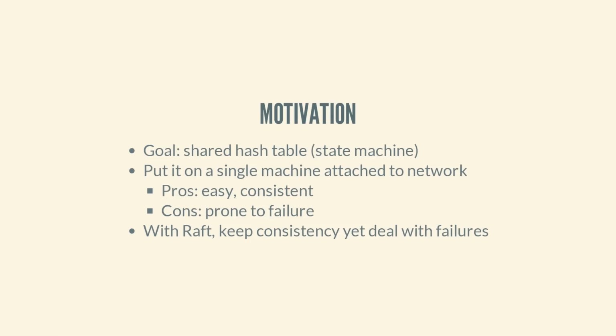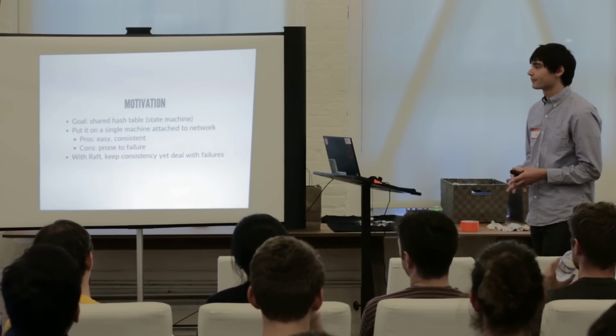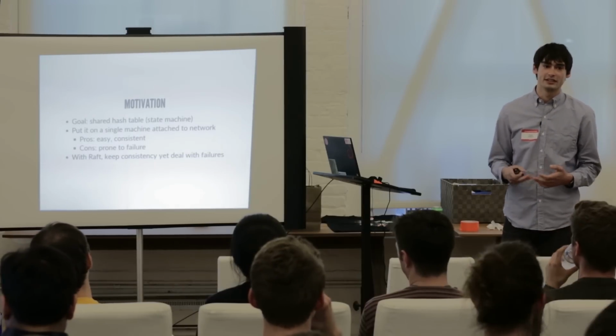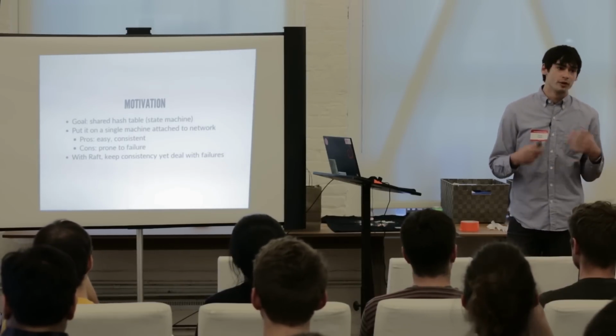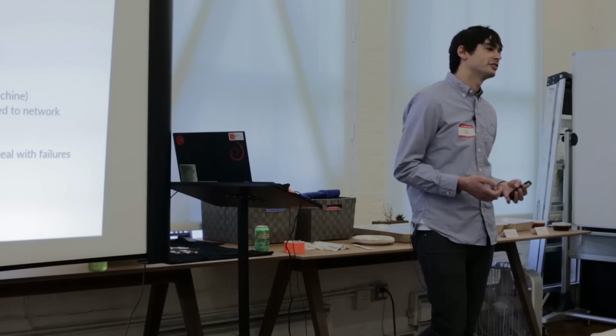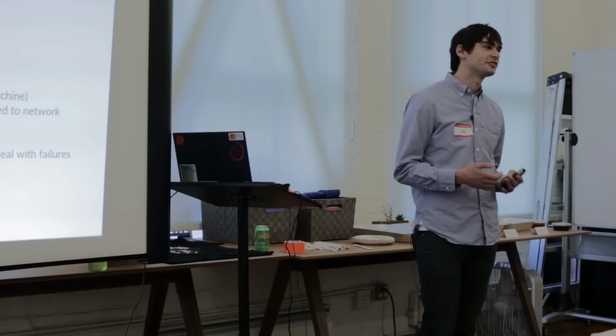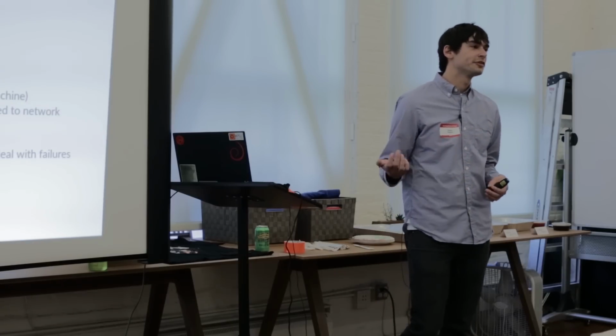Anyway, so the motivation for consensus. Let's say we have some state we want to share. We want access to it across the network, so like a shared hash table. And you'll see why later. I'll call that a state machine. So we can put it on a single server and attach that server to the network. And that's good because it's easy. And you also get really nice consistency properties where if you write something to the hash table, the next time someone does a read from it, they'll see what you just wrote.